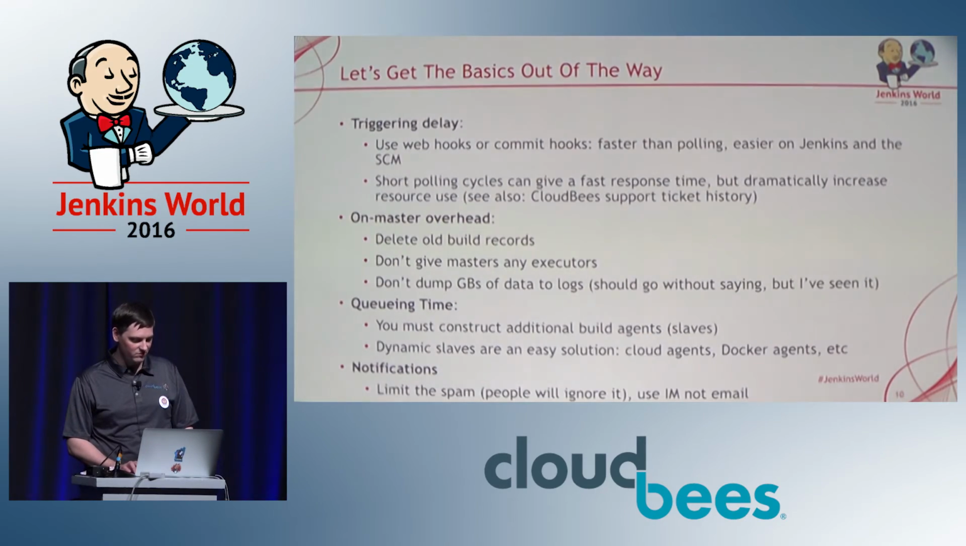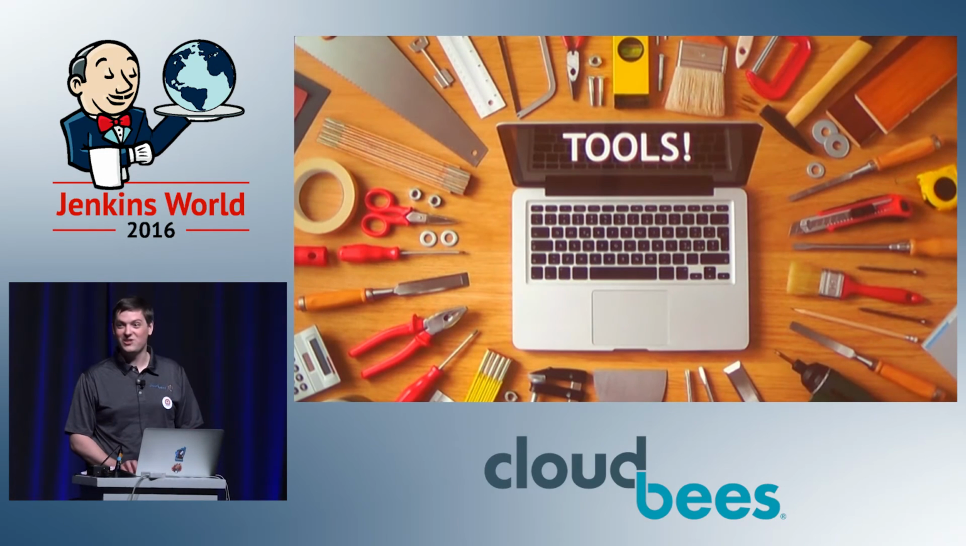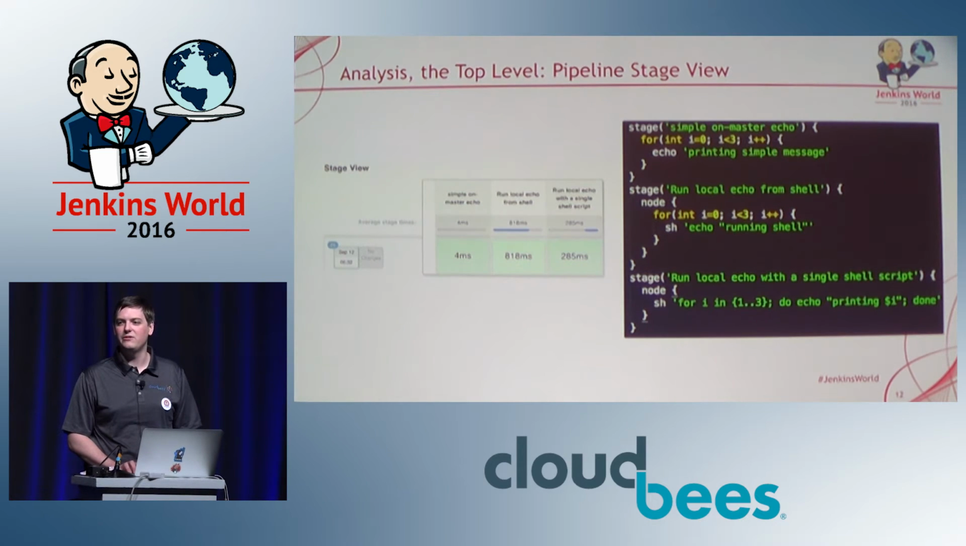All right, so that's kind of getting the basics out of the way here. All right, let's talk tooling. So we've got a couple of things that have been added to Jenkins in the last recent interval to help you deal with performance. The first one is pipeline stage view. This was released to the open source community back in March. It's a visualization of stages within your pipeline. Think of it as the sort of top level view.